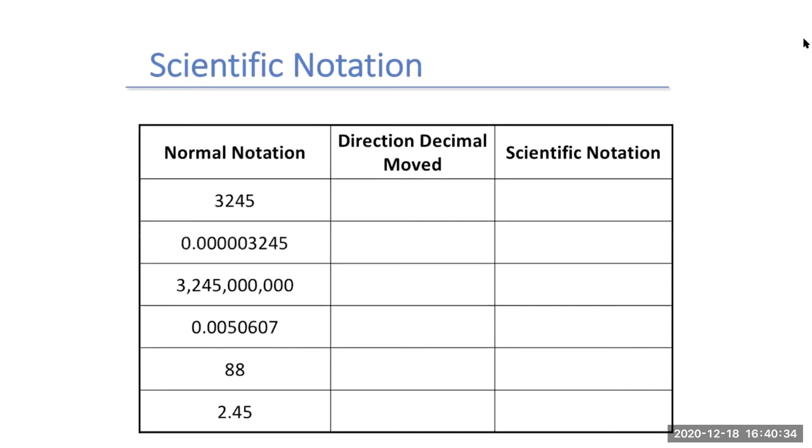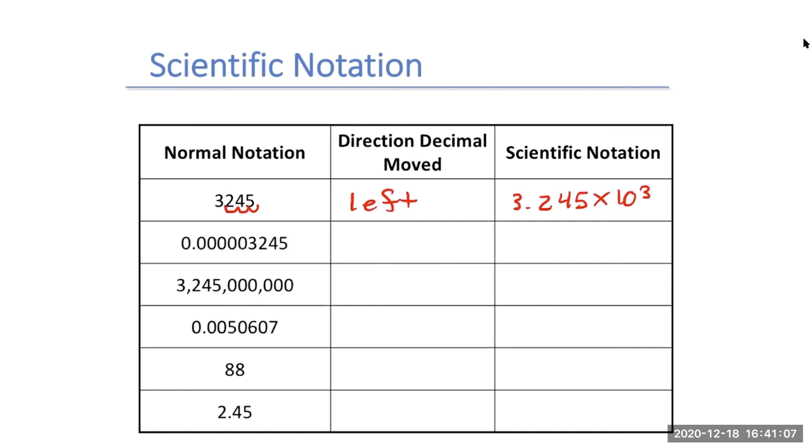So now let's do a little bit of practice. If we have what we call our normal notation, this is kind of how you're used to seeing numbers and writing about numbers. So if I have 3,245, which way would I move the decimal point? Well, we'd move the decimal point to the left. If we move it to the left, we get 3.245 times 10 to the 3rd, because we'd have to go 1, 2, 3.